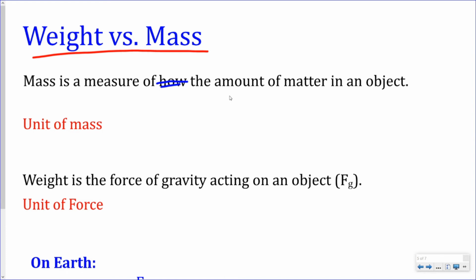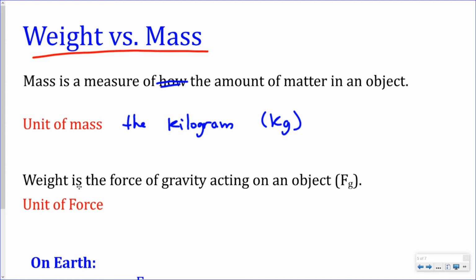You can't transport anywhere right now. You're stuck at home. Let's be clear on that. Stay home. But your mass stays the same. So when we measure mass, we measure it in the kilogram, and our unit is kg. All right, that's pretty easy.